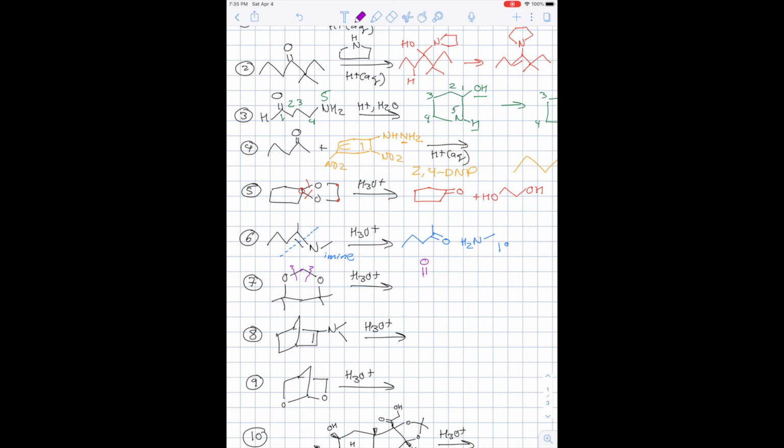So we end up with that, which always looks strange to me. So I'll go ahead and put the two hydrogens in. And there are the two hydrogens again. And then our other piece is going to look like that.